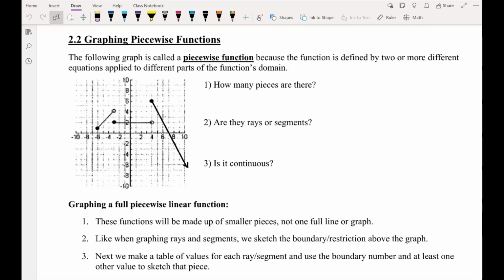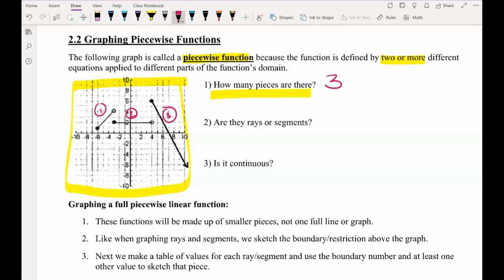So let's start. The following graph is called a piecewise function. And you guys remember from Unit 1, a piecewise function is defined by two or more different equations applied to different parts of the function's domain. So if we look at this piecewise right here, students, how many pieces do we have? 1, 2, and 3. We have 3 pieces.